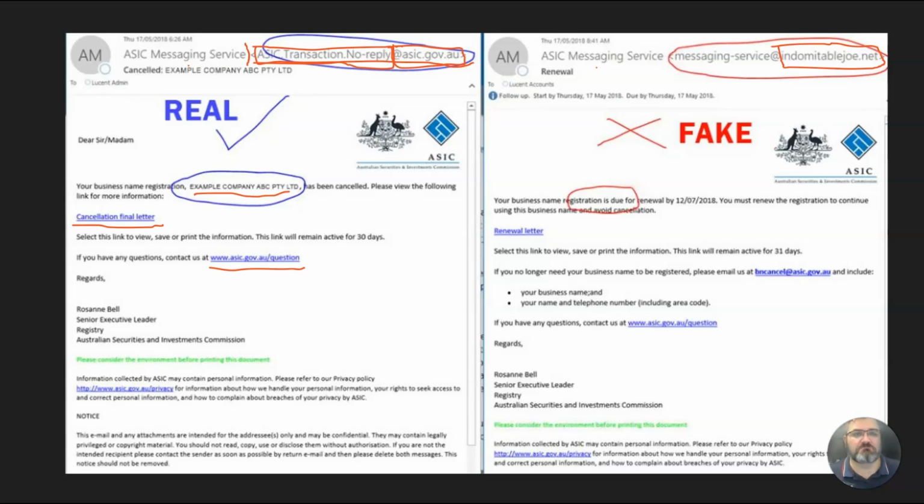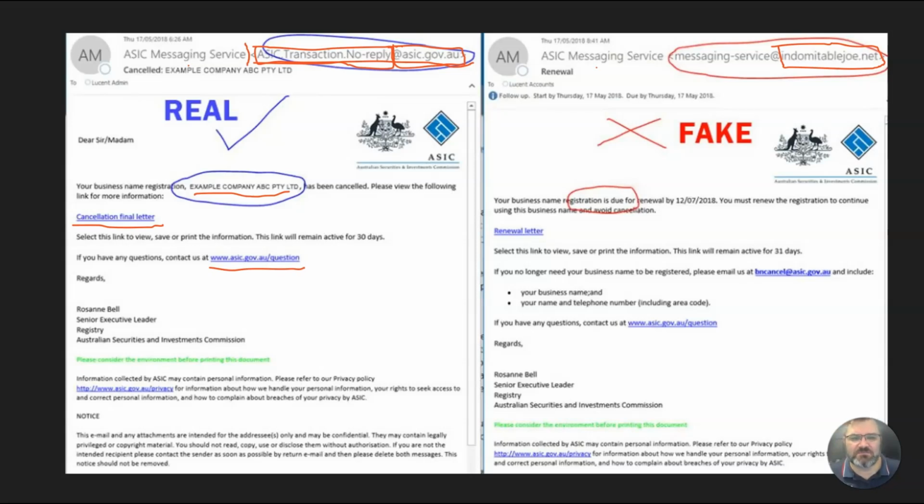That's your first massive indicator that this is a fraudulent email. And the next thing to come down and have a look at: no "Dear Sir/Madam." That's not a huge red flag. Some emails don't come through with that. We've got the ASIC logo, but then have a read through this email.